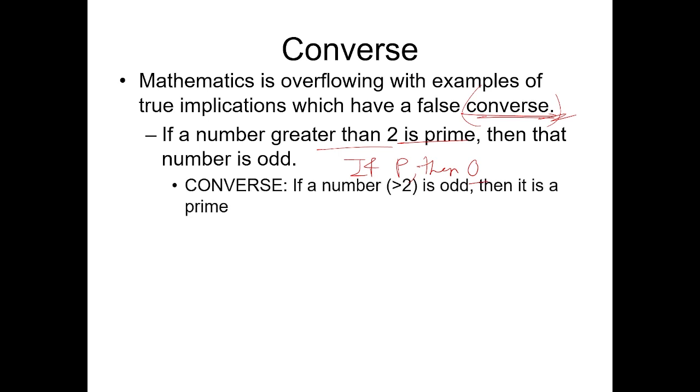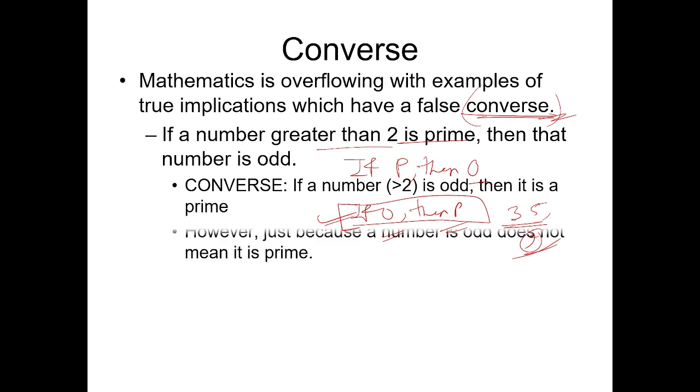Converse says that if a number greater than 2 is odd, then it is a prime. So if O, then P. But is this true though? If it's odd, then is it a prime? No, it's not, because 3 is a prime, 5 is a prime. These two are odd, but look at 9, for example. That's not a prime, right? So mathematics is overflowing with these examples where converse is not true. Just because a number is odd doesn't mean it's prime.